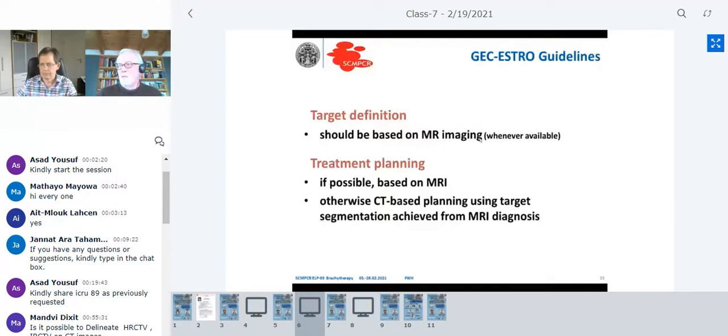So these guidelines recommend that target definition should be based on MR imaging whenever this is available, and also treatment planning should be performed on MR images if you have enough access to an MRI. But it is also good practice to plan on CT and use a target segmentation that is achieved from MR diagnosis. That means that the radiation oncologist has looked at the MR, has seen what the extension of the different targets is, and then transfers this onto the CT that you plan on.